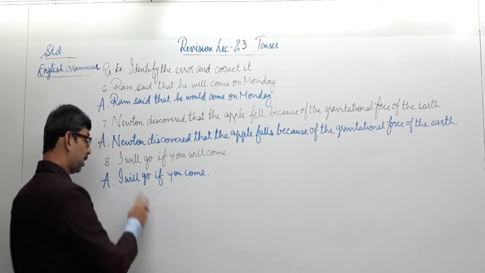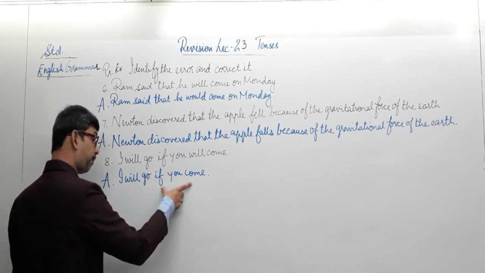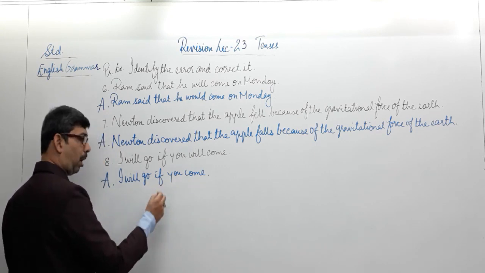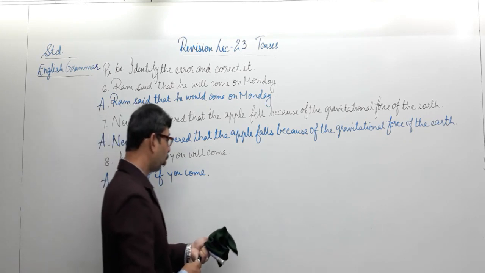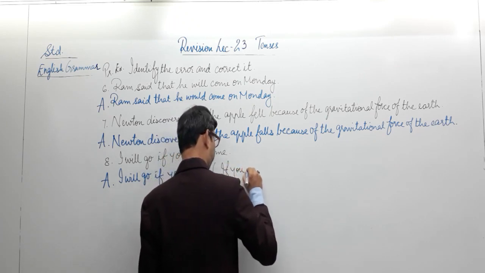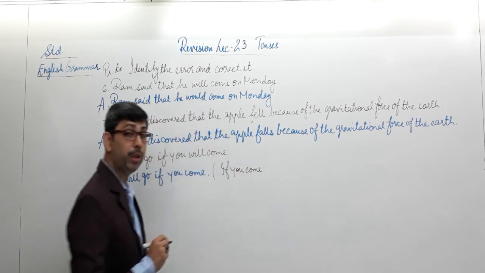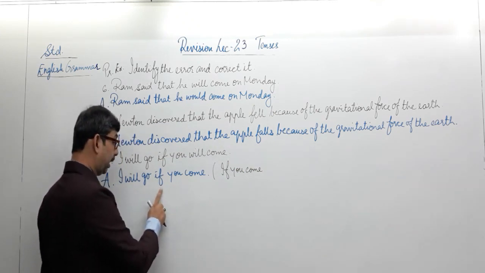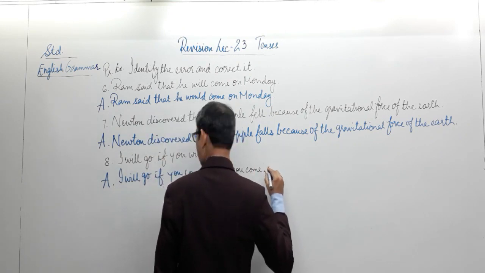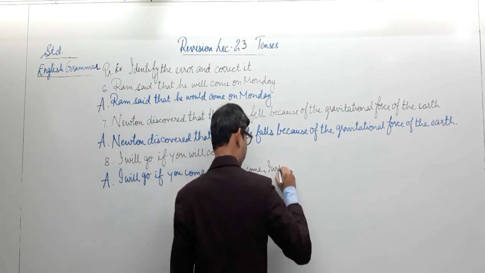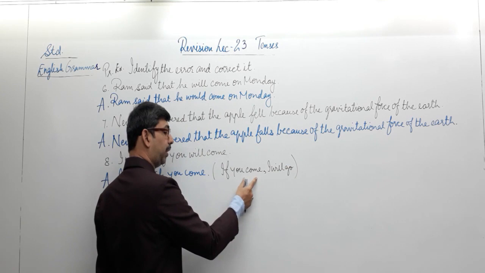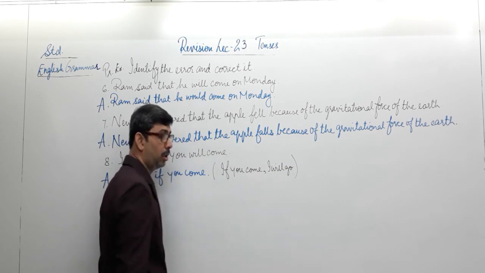No matter if you just flip over the sentence by beginning with the subordinate clause, if you come, comma, I will go. Then too, there is no change at all. This is just for your better understanding. If you are starting the sentence with the subordinating conjunction if, if you come, comma, I will go. Then too, we'll be using the indefinite present along with the future.